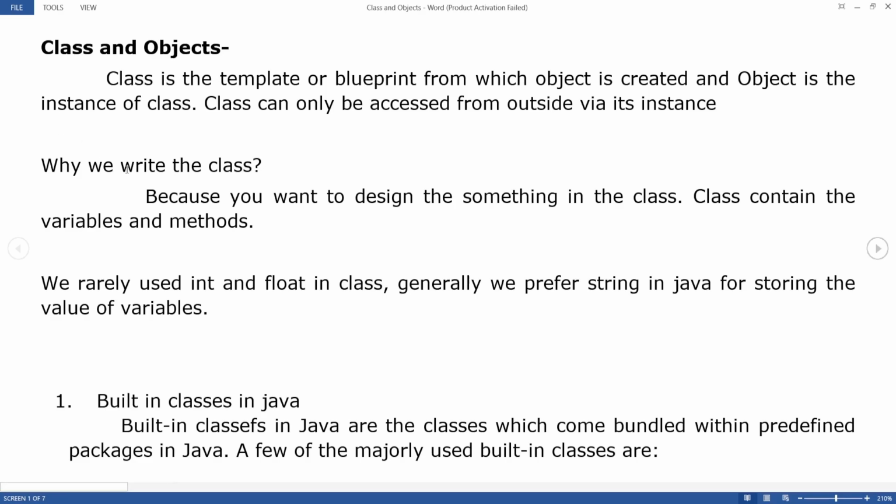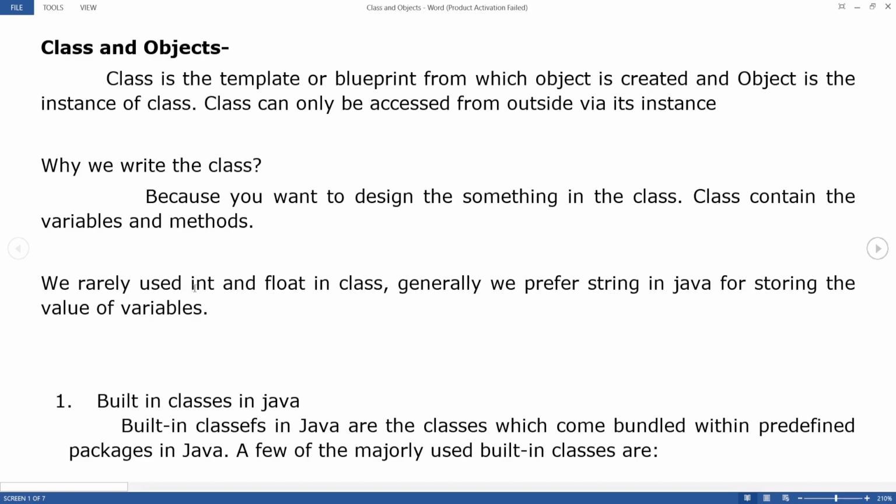Okay, so why do we write a class? What is the need of a class? Because if you want to design something, the class contains variables and methods, and with the help of variables and methods we can design things. Okay, for variables and methods, you can find that video at the end or above at the I button. Okay, and in the description you can find the link for the same video.